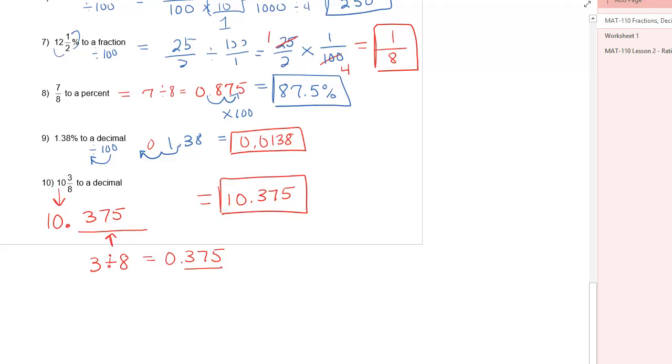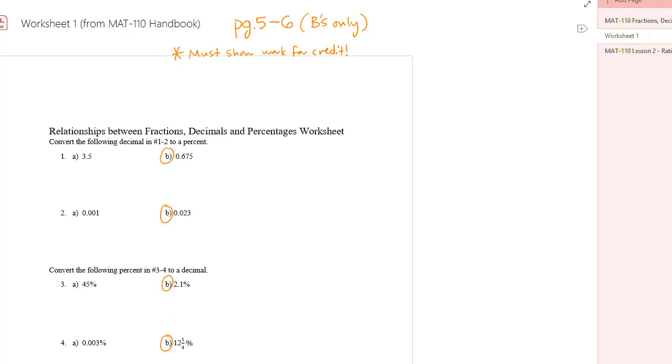That wraps up Lesson 1. Remember, you have 2 assignments to complete for Lesson 1 to help practice these concepts. One is the Lesson 1 in My Open Math, or MOM, and 2 is the worksheet in your handbook, and I do have that in this notebook. And remember, you're only doing the B's only, on page 5 and 6.